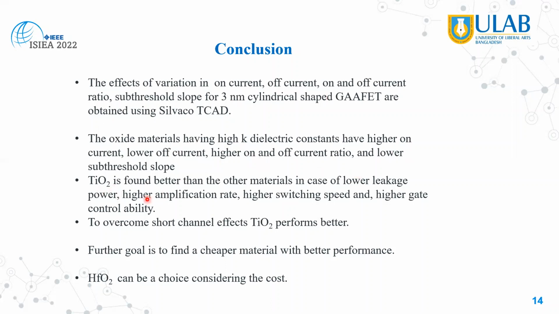So titanium oxide is found better than the other materials in case of lower leakage power, as the leakage current is the lowest, higher amplification rate as the transconductance is the highest, higher switching speed as the Ion/Ioff ratio is the highest, and higher gate control ability as the drain current increases. To overcome short channel effects, titanium oxide performs better. We noticed from the table that the subthreshold slope for titanium oxide is the lowest.